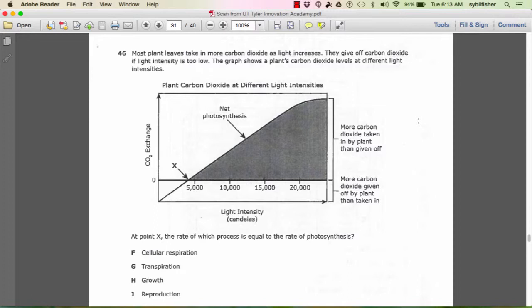At point X, the rate of which process is equal to the rate of photosynthesis? F. Cellular respiration. G. Transpiration. H. Growth. J. Reproduction.